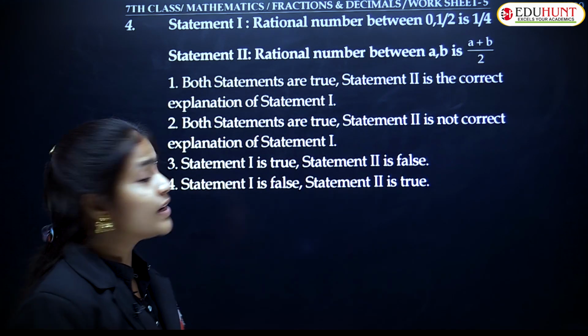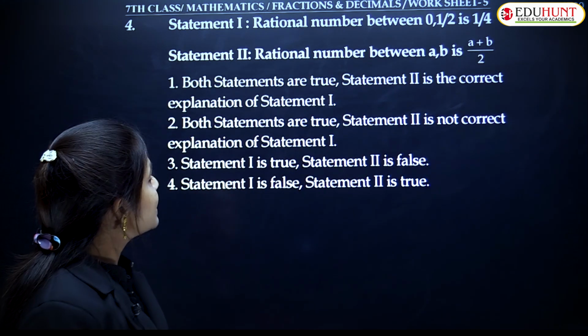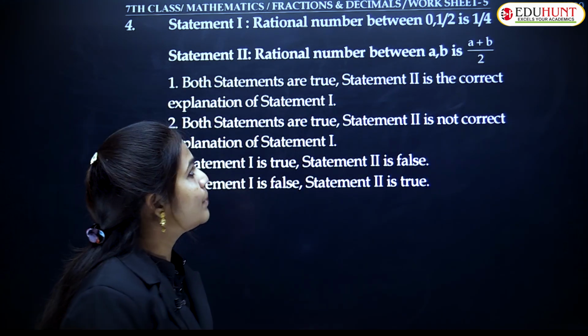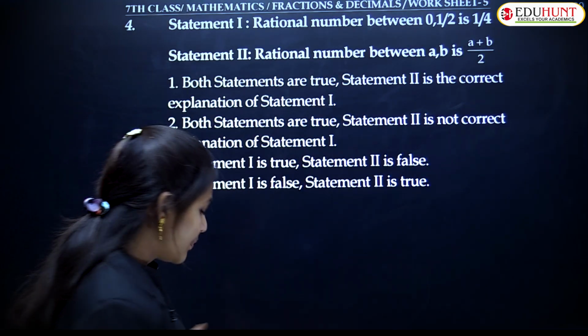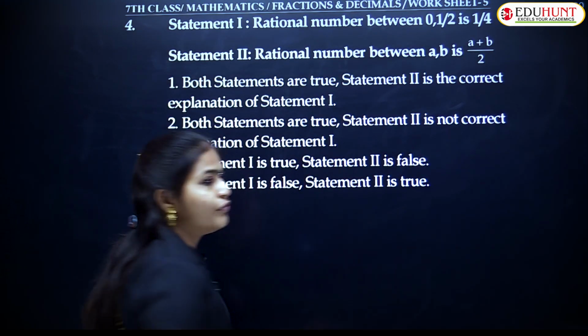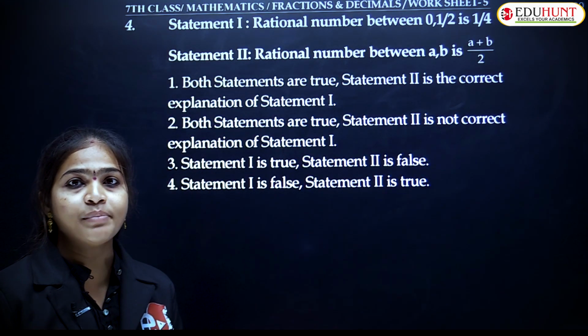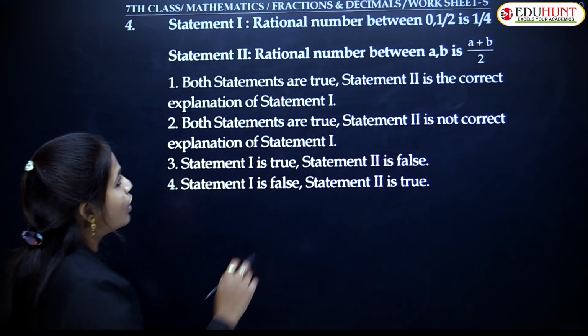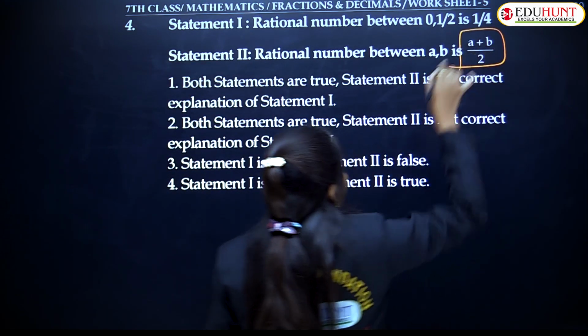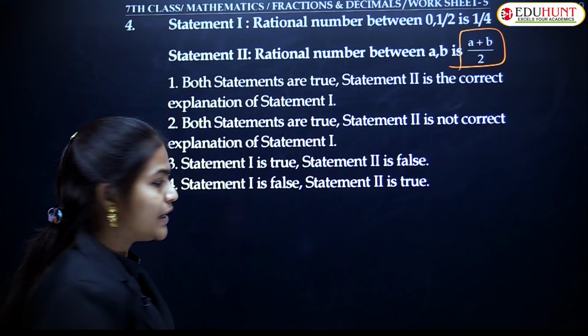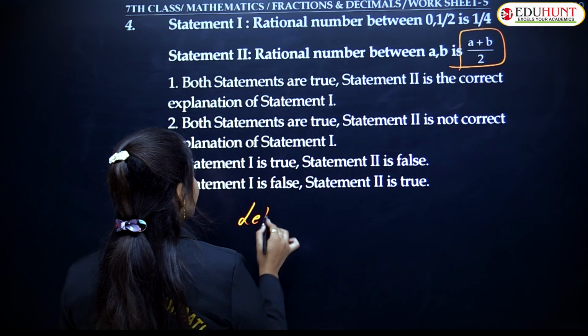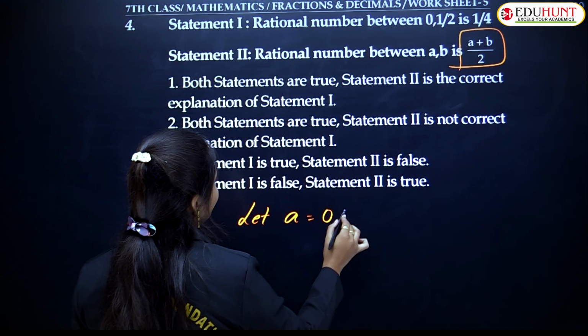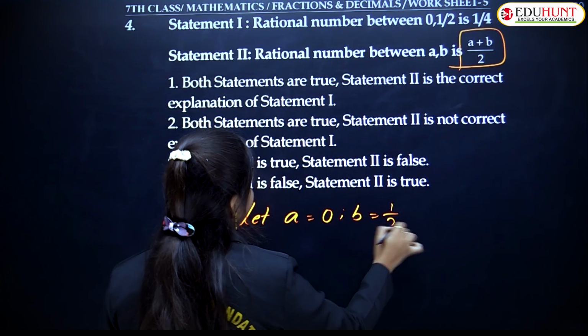Yes. Let us see here. Question number 4. What is question number 4 here? Rational number between 0 and 1 by 2 is 1 by 4. Actually here we need to find the rational number which lies in between any two rational numbers. The formula is (a plus b) by 2. Let a equal 0, b equal 1 by 2.